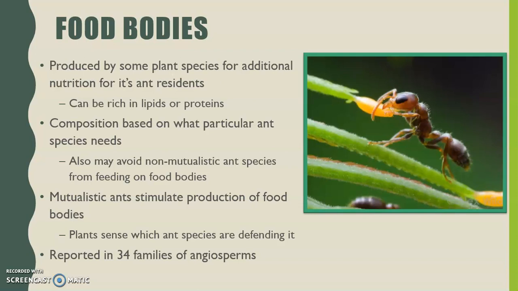They have found in different studies that mutualist ants stimulate the production of food bodies just by being on the plants and defending it. Somehow the plants can sense which ant species are defending it and make food bodies just for them. And this has been reported in about 34 families of angiosperms.